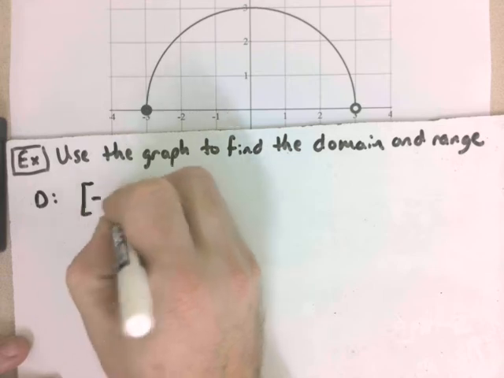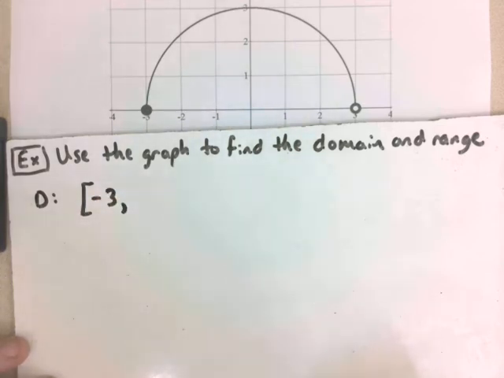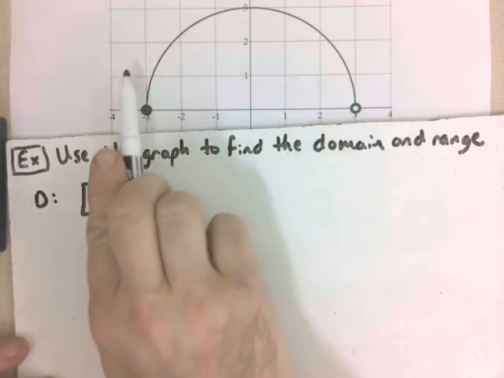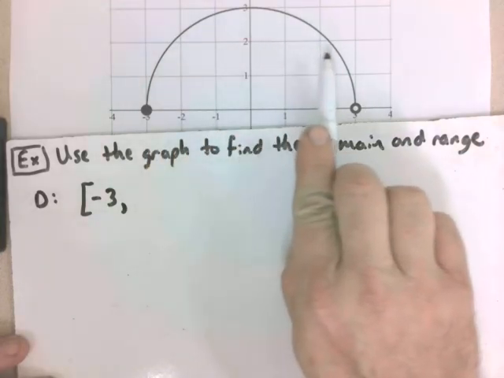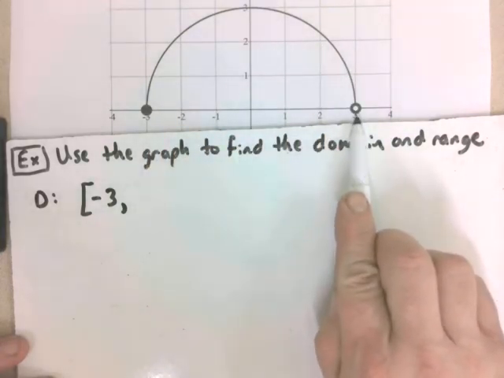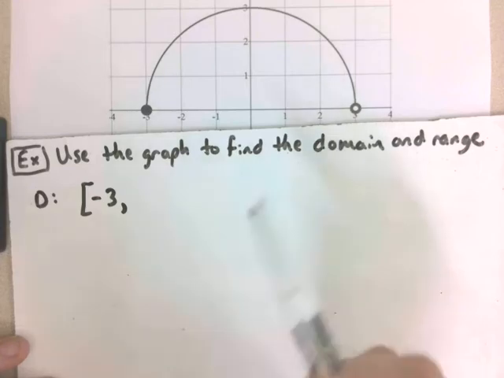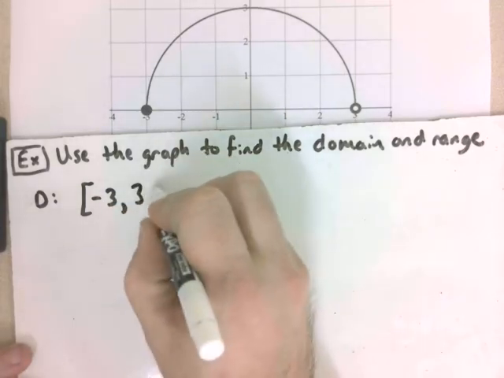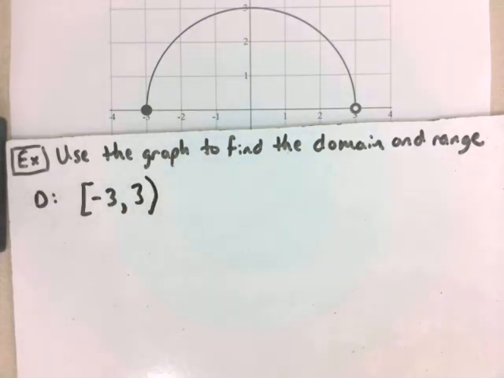we are starting on the left side at -3, and we want to include that because it's a closed circle, and then all of our x's exist until our graph goes over to the right and stops at 3, but it's an open circle, so we do not want to include 3 in our final answer.